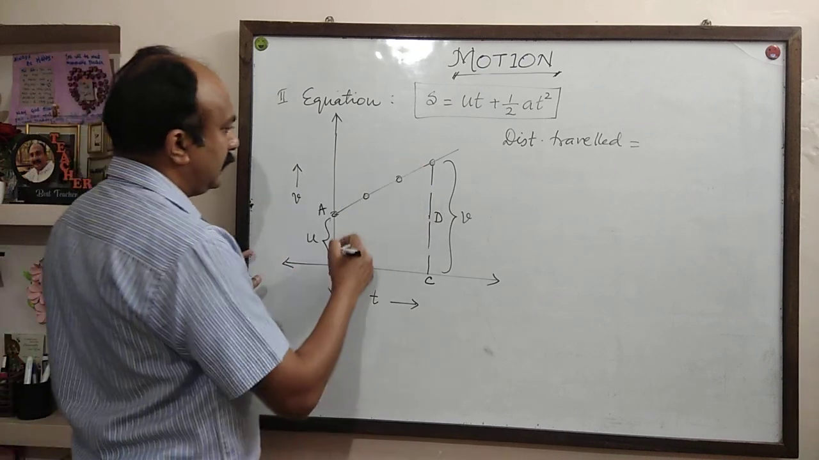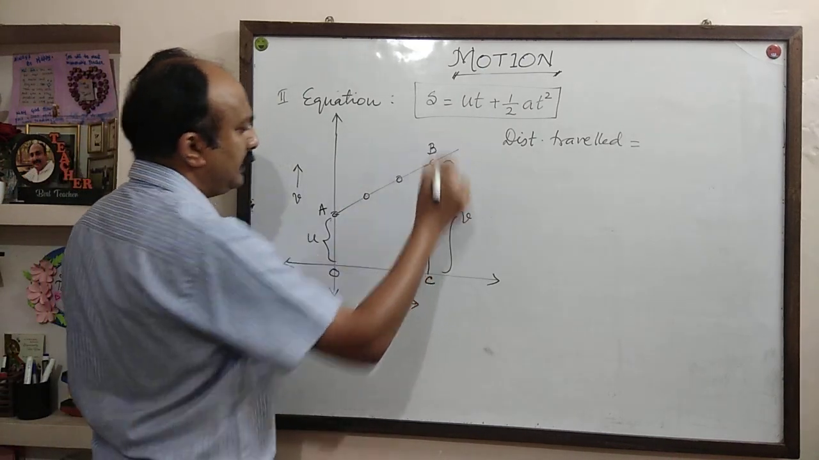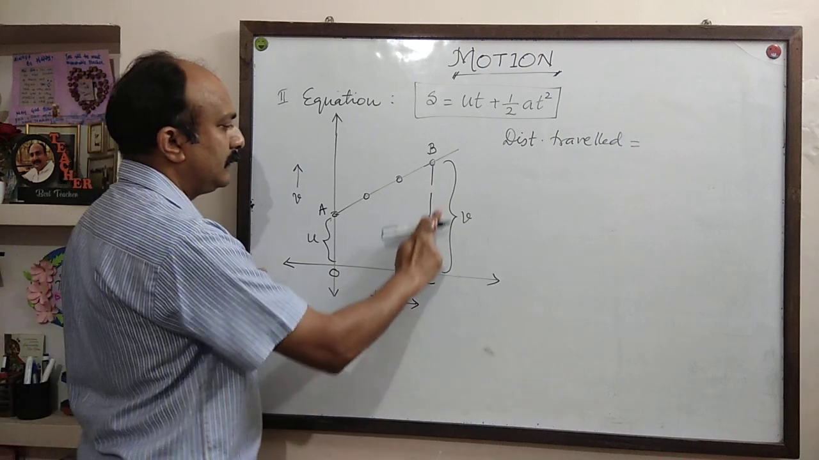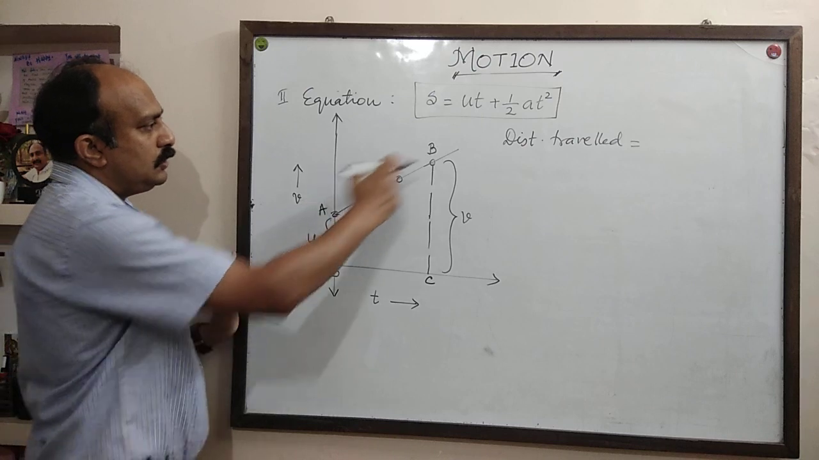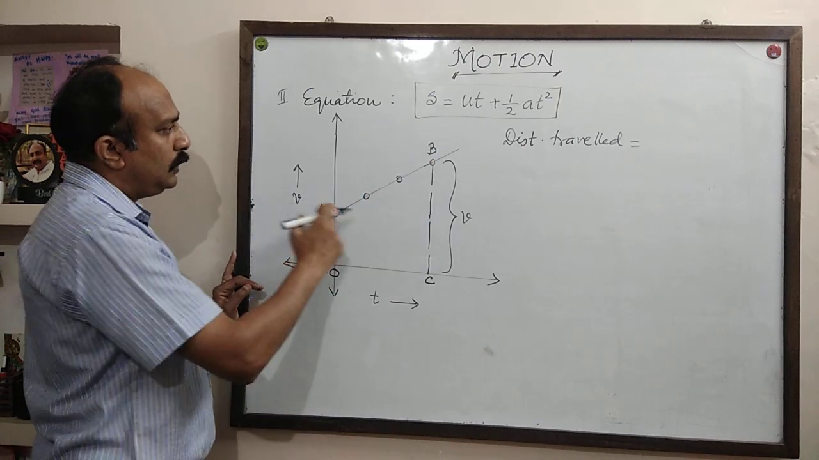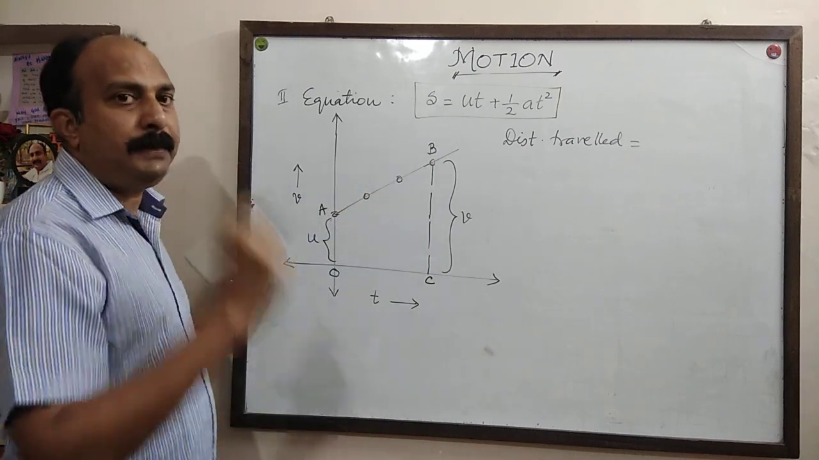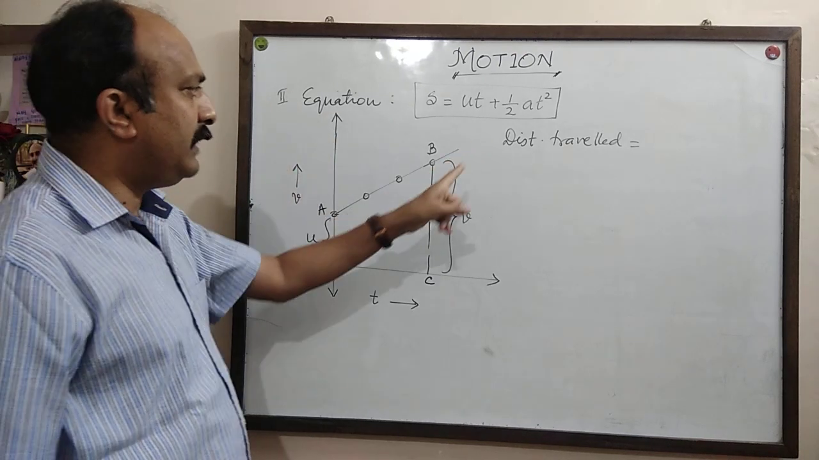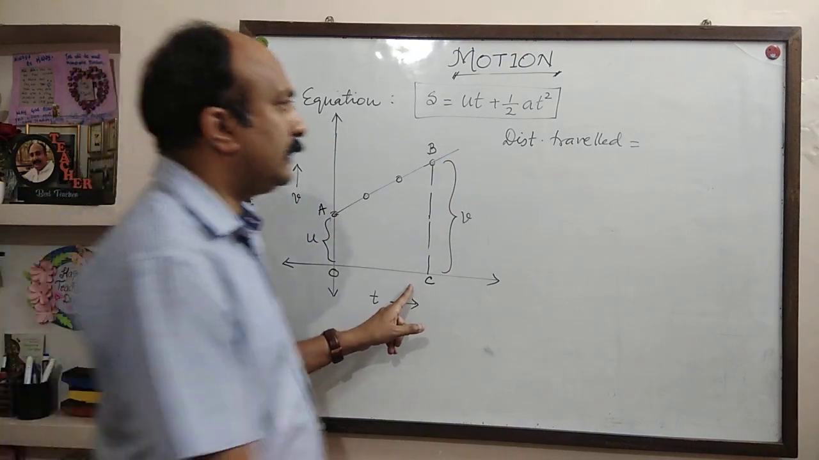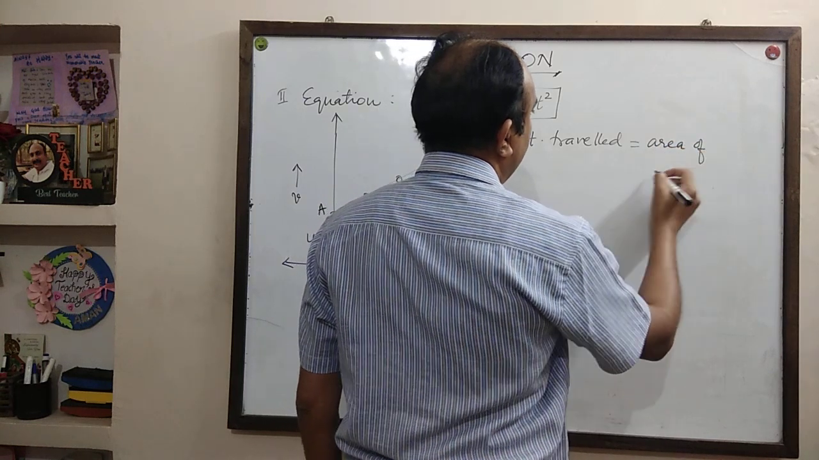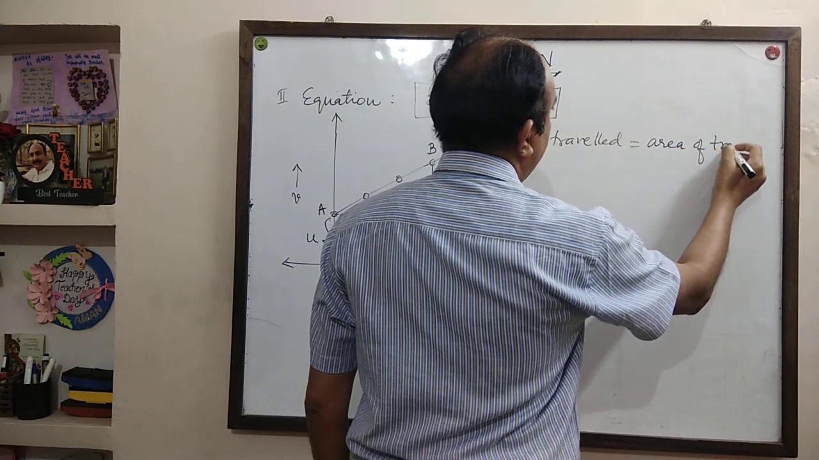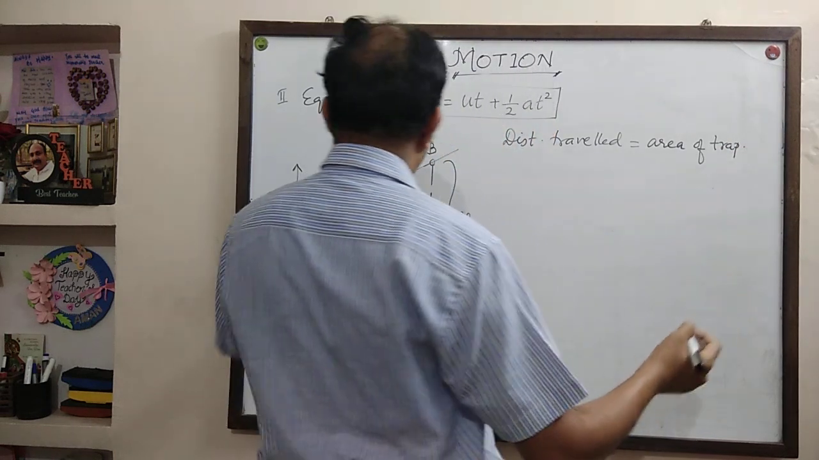Now I am again taking OAB. Now this is the geometrical shape that we got. OABC is a trapezium. So the distance travelled by the body in time t seconds is equal to the area of trapezium OABC.